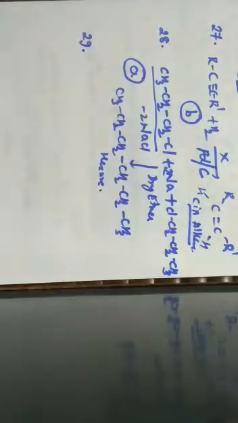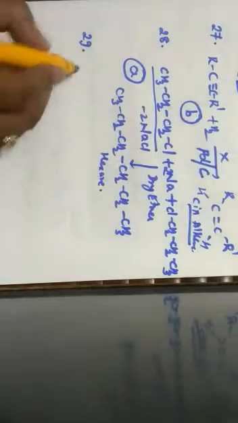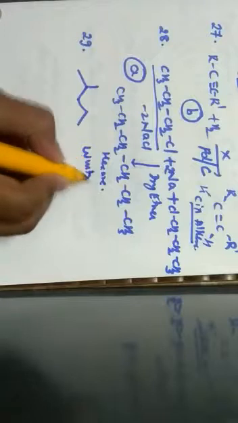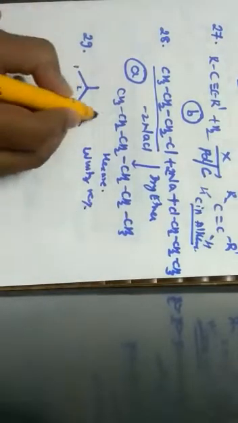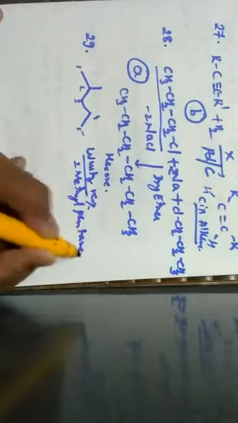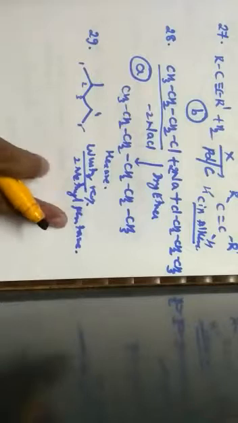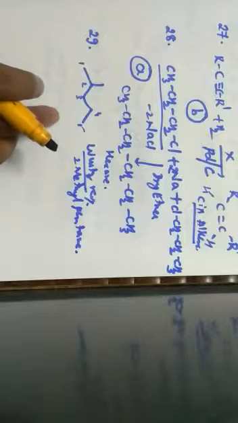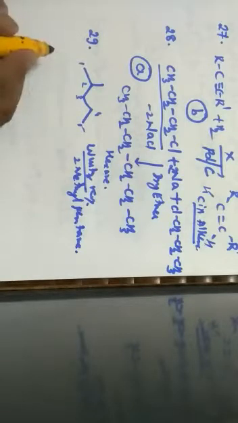Next one, question number 29. The alkyl halide required to prepare. This is the product that is obtained, and they are telling that it has to be prepared by a reaction called Wurtz reaction. When I go through this, the name of this bond line structure is what? It is 2-methyl pentane. So 2-methyl pentane should be the product.